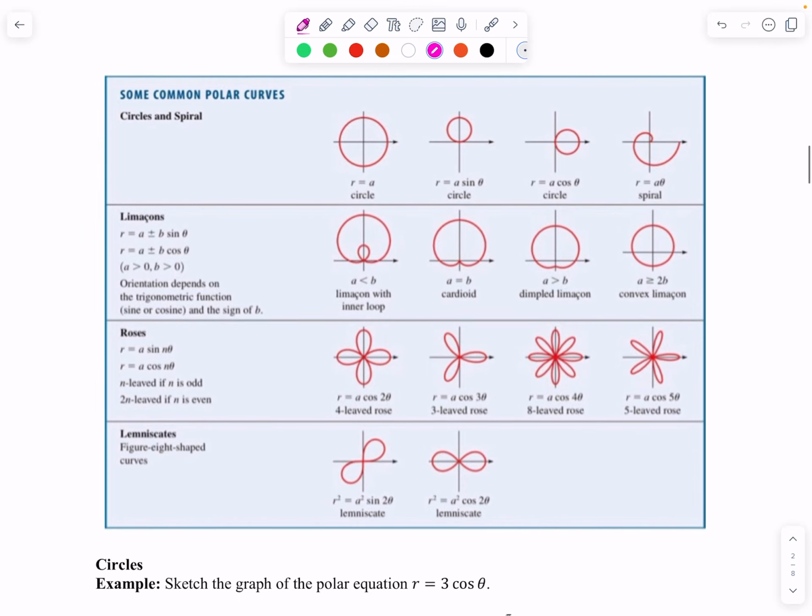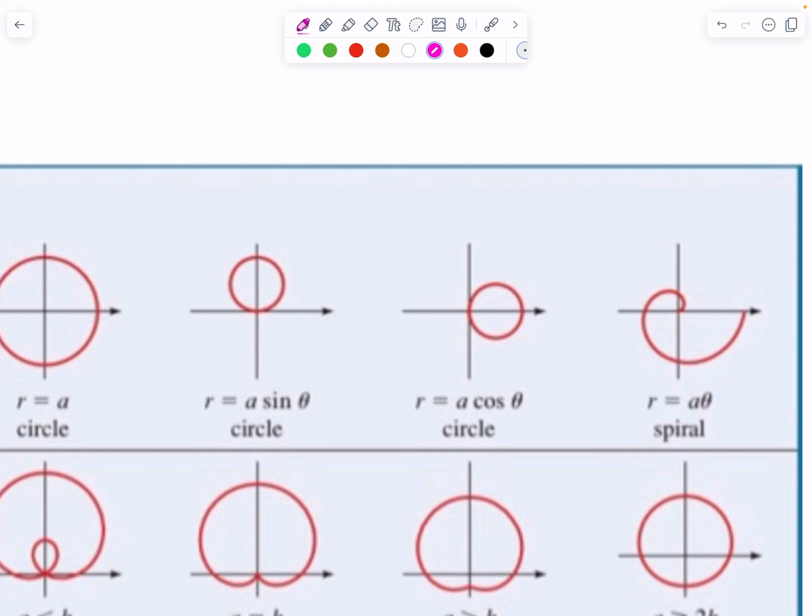So these are some of the common polar curves that we're going to explore. So we're next going to be checking out circles that are not centered at the origin, but are either just to the right of the origin, to the left of the origin, above or below. Sorry, I keep saying origin. I mean the pole, because we're in the polar coordinate system.